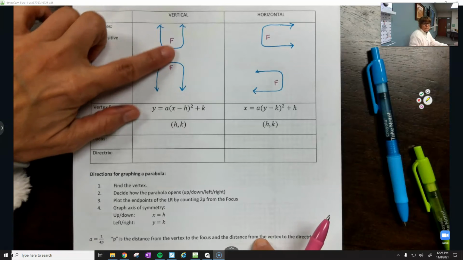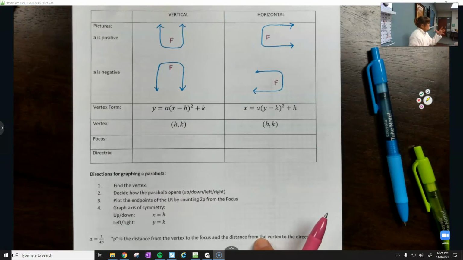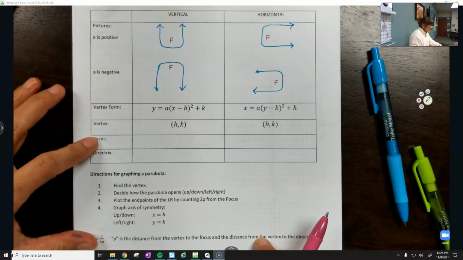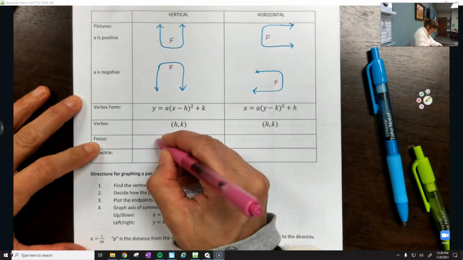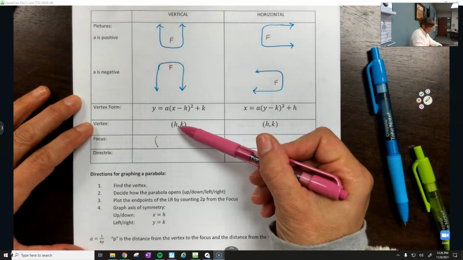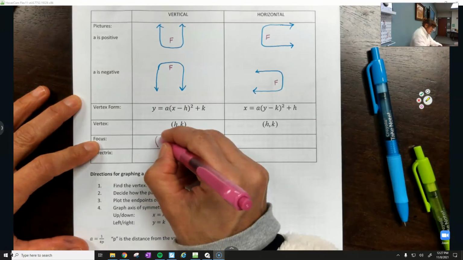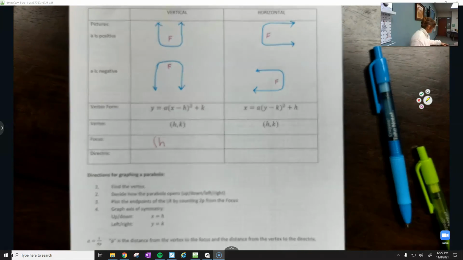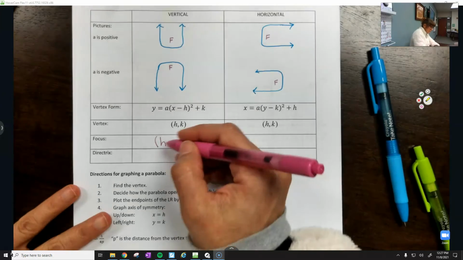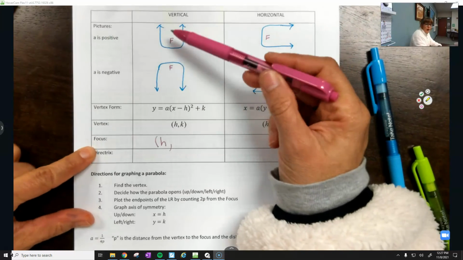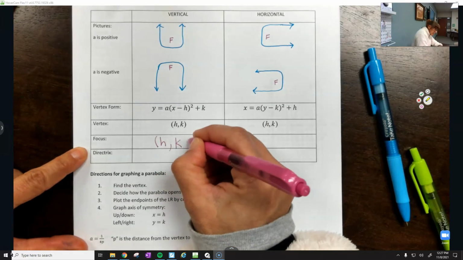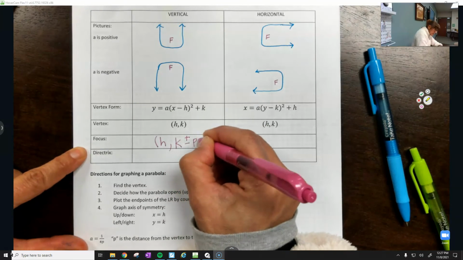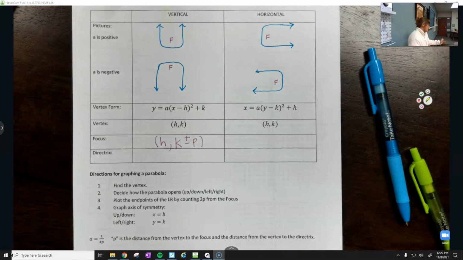So if you notice for the vertical parabolas, the focus is on the inside, which means it's never moving sideways. If it's never moving sideways, then whatever the H value is for the vertex, it's going to be the same exact value for the X coordinate of the focus. Never moves sideways. However, it moves up or down according to your friend. Who's our friend, y'all? So this is going to be wherever the K is, and we're either going up or down P units depending on the direction of the opening.